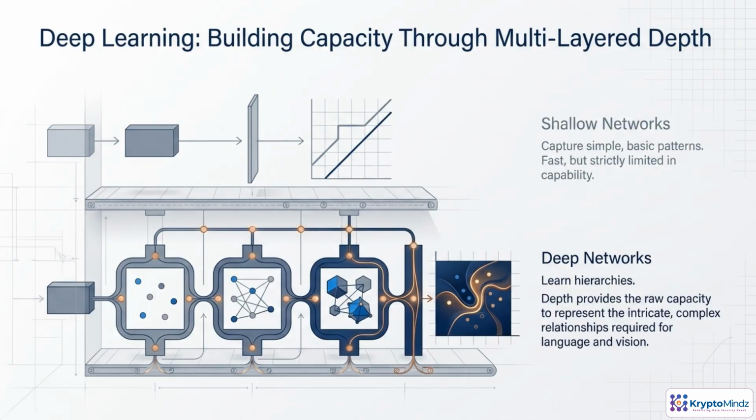Deep learning takes this idea further by stacking many layers so the model can build concepts step by step. A shallow network might only carve a simple, almost straight-line boundary between classes. Add depth, and early layers notice edges or basic word patterns. Middle layers combine them into shapes or phrases, and later layers capture objects, meanings, and context. That hierarchical representation is what makes modern language models and vision systems so powerful.